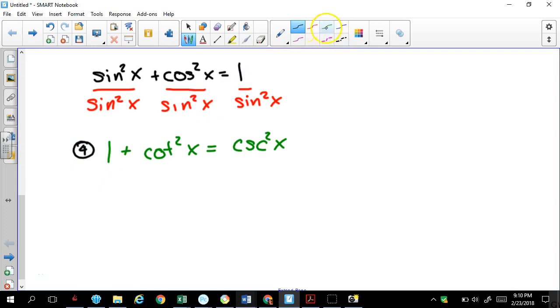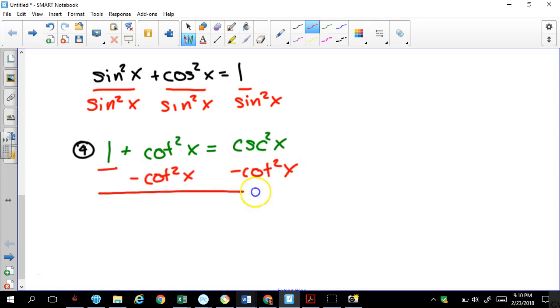I can take this identity and solve for 1, so that means I'm subtracting cotangent squared x from both sides. And that's going to get me 1 equals cosecant squared x minus cotangent squared x.